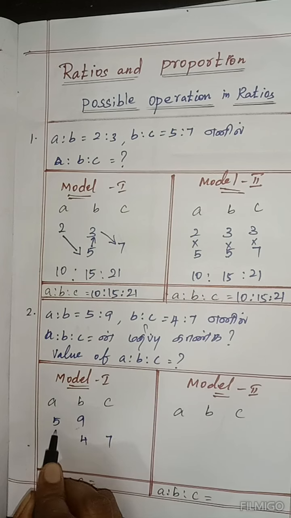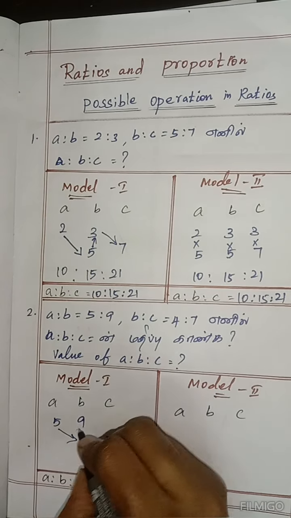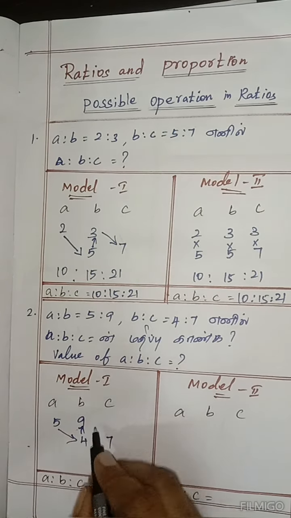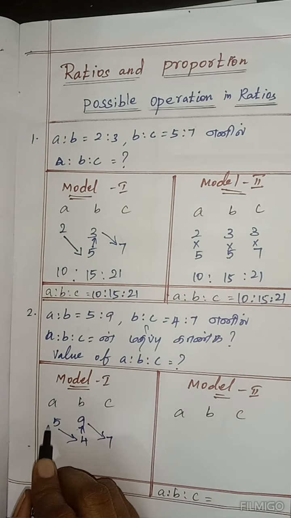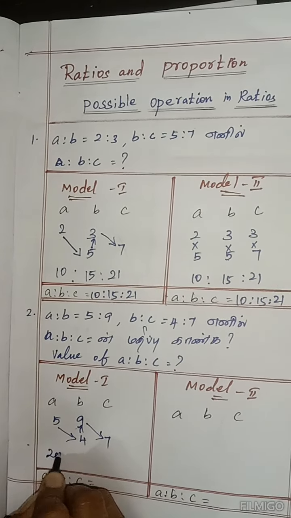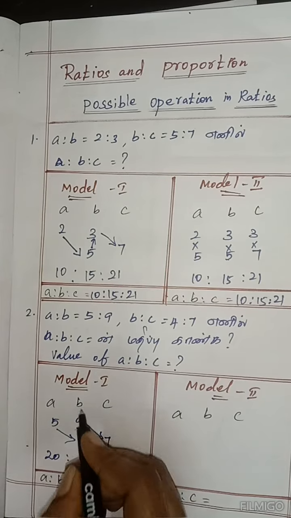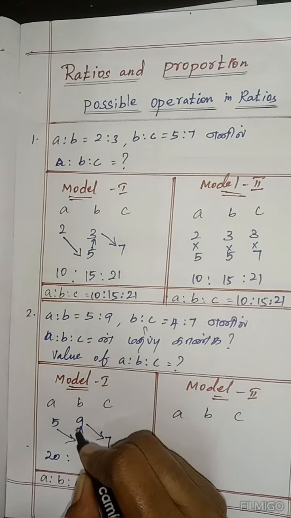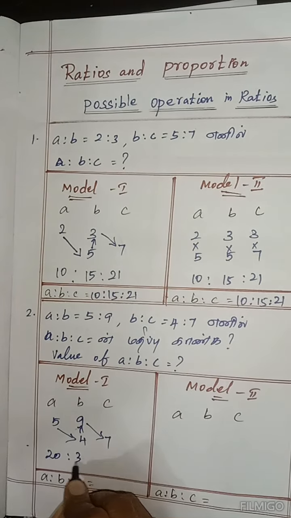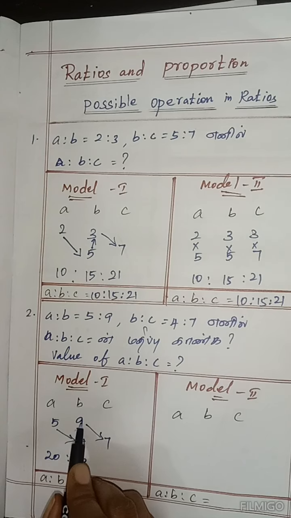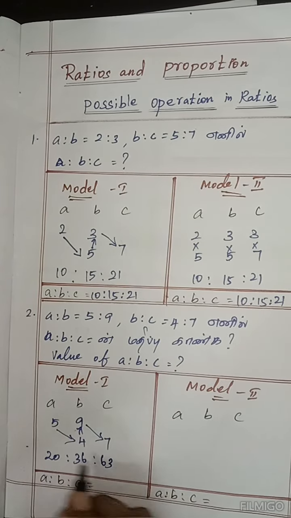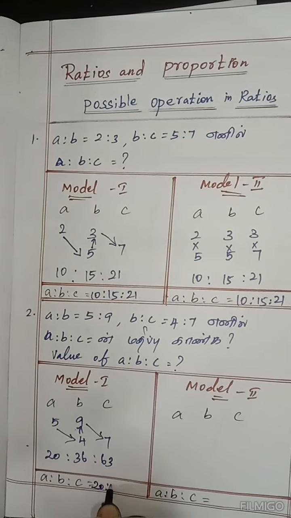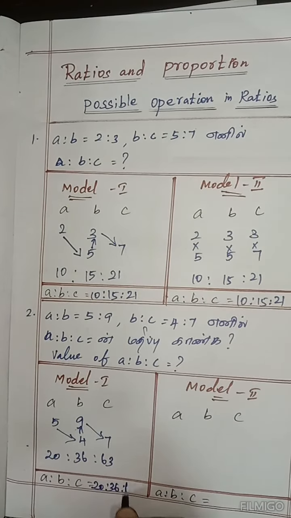Now, 5 4s are. After 4 9s are. After 9 7s are. Now, 5 4s are 20. At the A place, as usual, should write. At the B place, down into up. 4 9s are 36. Now, 9 7s are 63. We got this answer: 20 is to 36 is to 63.